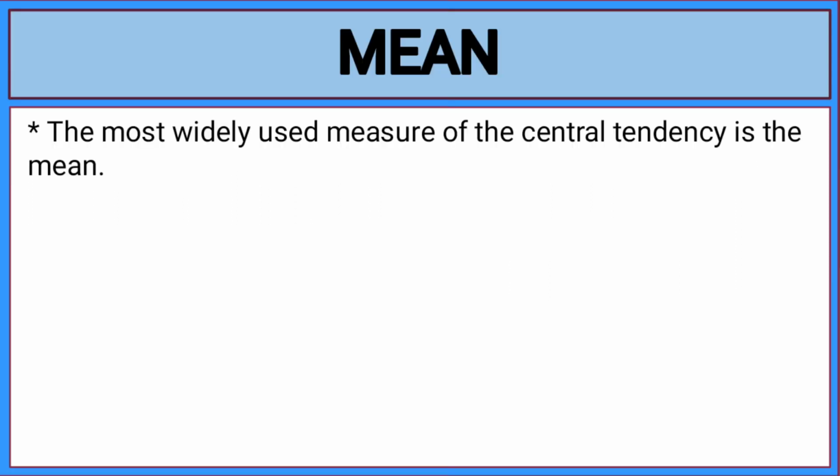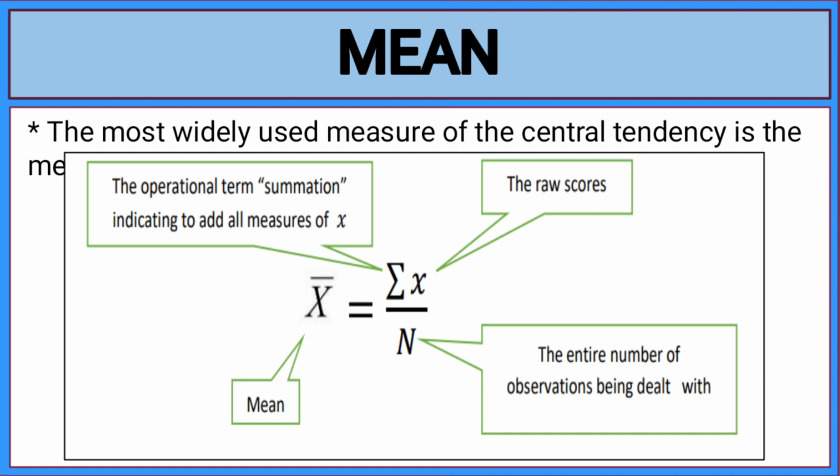And let's talk first about the mean. The mean is the most widely used measure of central tendency, and this is the arithmetic average of all the scores. So when we say average, you get the total of the data distribution divided by the total number of elements that is presented. So this is the formula.